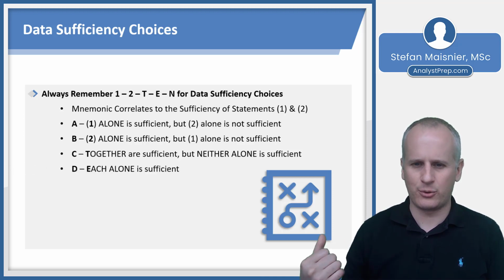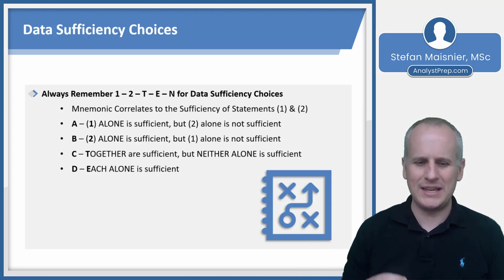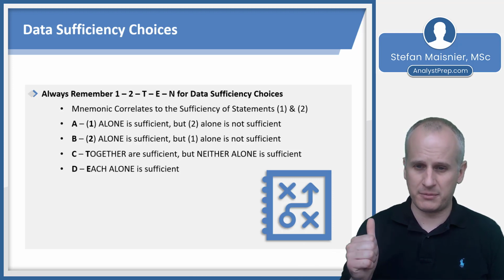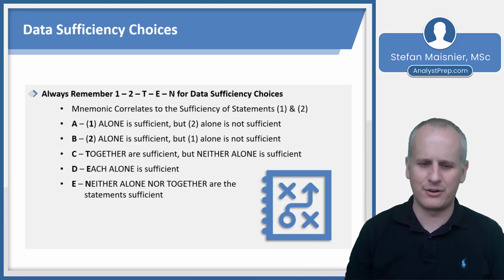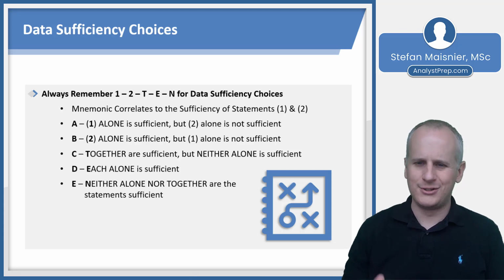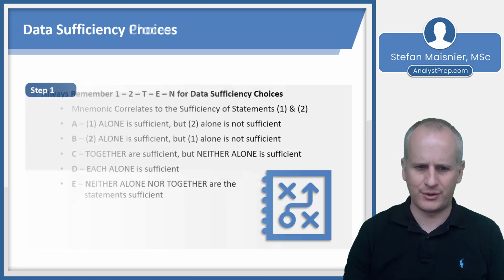D is then going to correlate with the E in 10. So each statement alone is sufficient. So meaning 1 by itself is sufficient, 2 by itself is sufficient. Our answer choice is D. And then the E in the mnemonic correlates with the N in 10. And that means that neither alone nor together are the statements sufficient. So 1, 2, 10 is how you can memorize your data sufficiency choices.